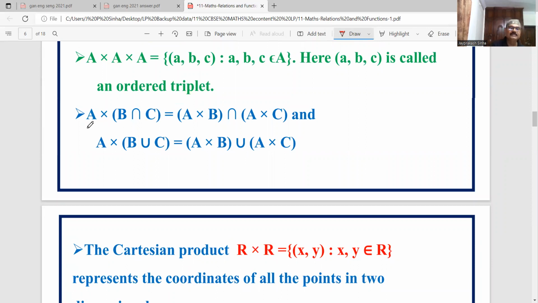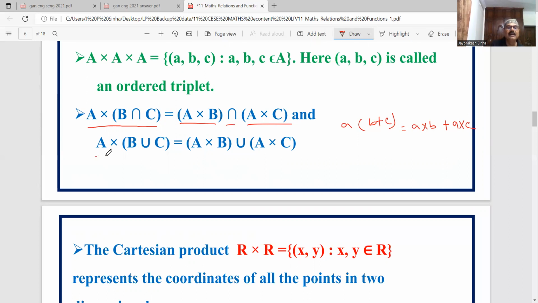Now there is a relation. A cross (B intersection C) is equal to (A cross B) intersection (A cross C). It is just like the distributive law, meaning A into (B plus C) is equal to A into B plus A into C. This relation is similar to this.